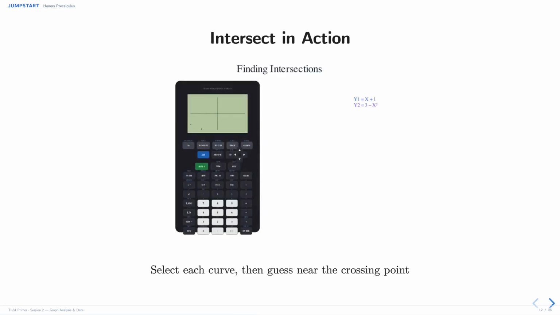Let's go through the steps to find an intersection. After entering both functions in y1 and y2, press graph to see them plotted. Then, access the CALC menu and select the intersect option. When prompted, press enter on the first curve, then the second curve, and make a guess near the intersection point. The coordinates will appear at the bottom of the screen.